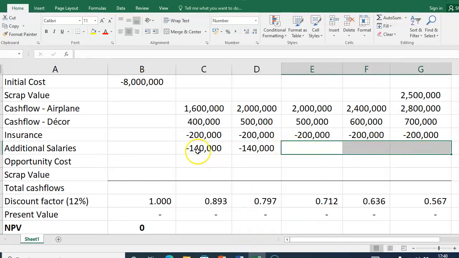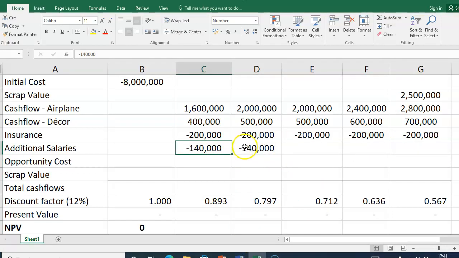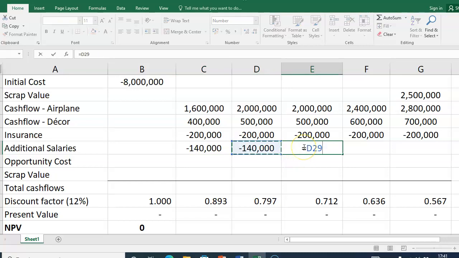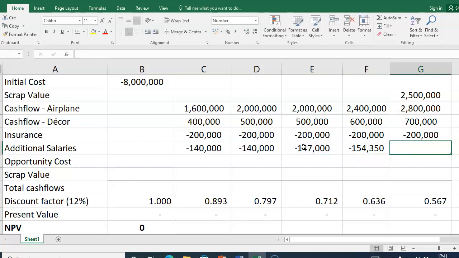So we're going to include the 140,000 in year 1 and 2. That's going to rise by 5% in year 3, so taking the 140,000 and multiplying it by 1.05, again, taking the previous year and multiplying it by 1.05 to add on the additional 5%. Again, there's nothing new there. So there's our staff costs.